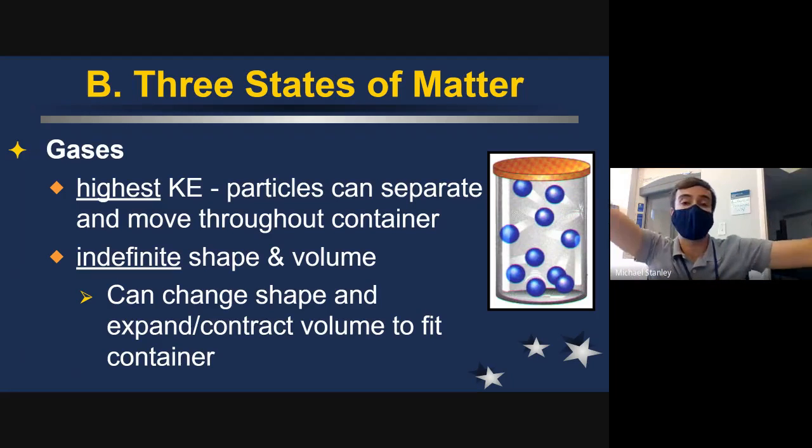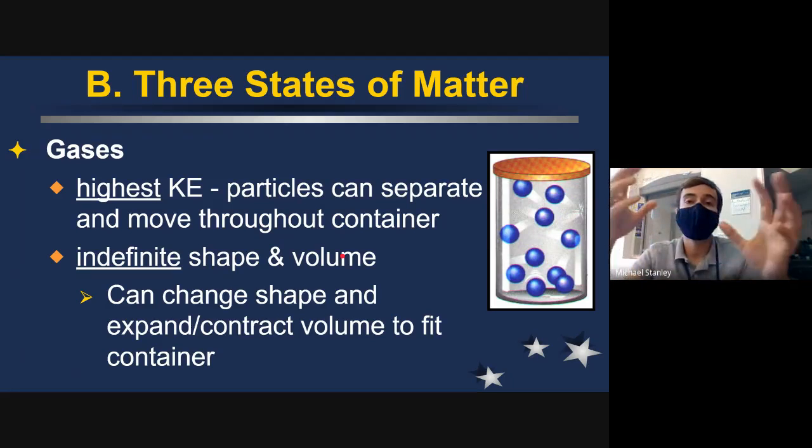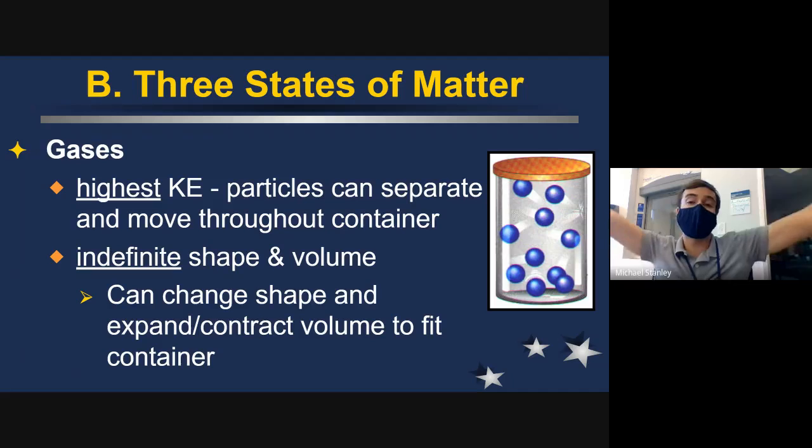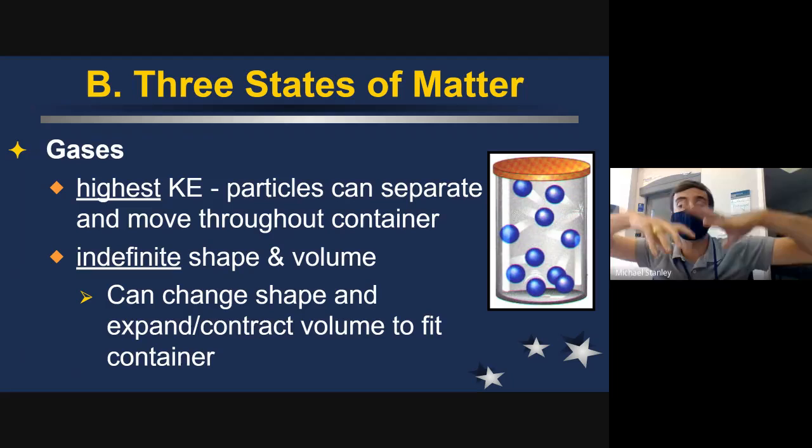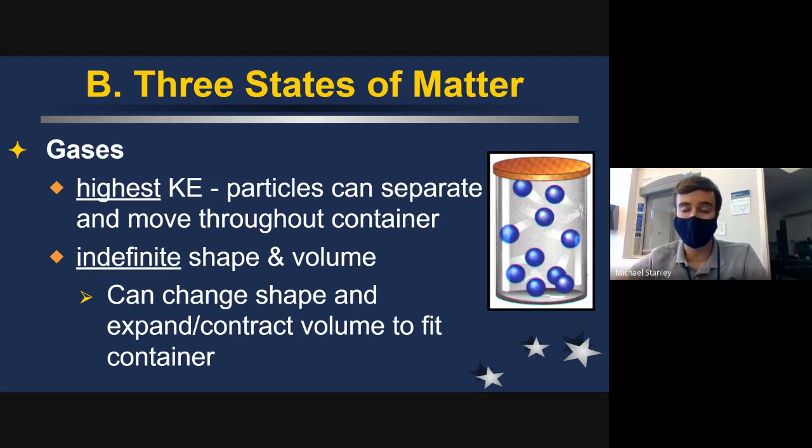They can be more spread out, they can be getting closer together and then spread out again. So gases do not have a set shape or a set volume. Whatever sort of container or area that you put the gas into, it will spread out to take up that entire area. So their volume can expand or contract depending on what sort of container they are in.